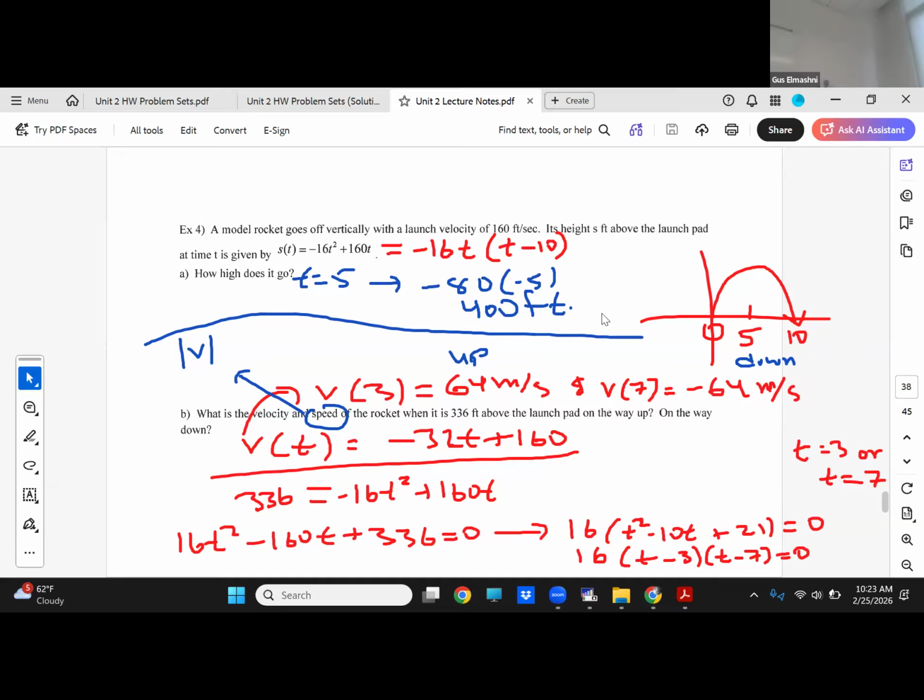This is position, by the way. This is not velocity, this is the position graph. But you can use velocity to help you find the vertex. Now you can do that, right? You know that. But I just use some simple algebra to do that. So 400 feet is the highest it goes.